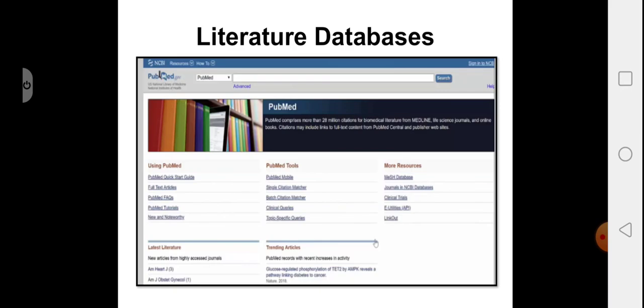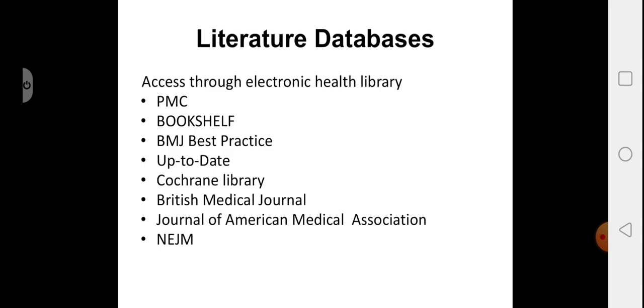Next are literature databases, these web search engines, one of the most important of which is PubMed, part of the National Library of Medicine, USA. Your library has to have a subscription to this. Only then, through this platform, can you open and access several electronic health libraries, where you can access the journals as well as books, some of which are PubMed Central, Bookshelf, British Medical Journal, UpToDate, New England Journal of Medicine, and so on. Several electronic resources can be accessed through this.